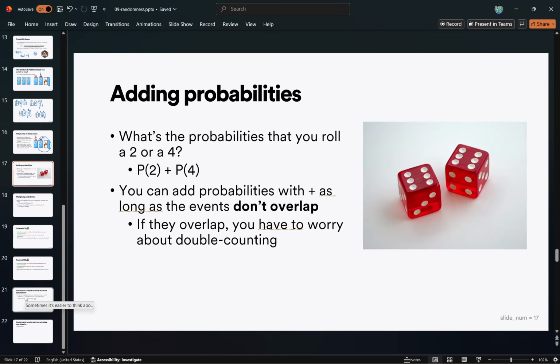All right, just a few more things. Let's talk about how you can add probabilities in one situation. There's also a way to multiply probabilities. They mean different things. So here's when you can add probabilities and why you'd want to.